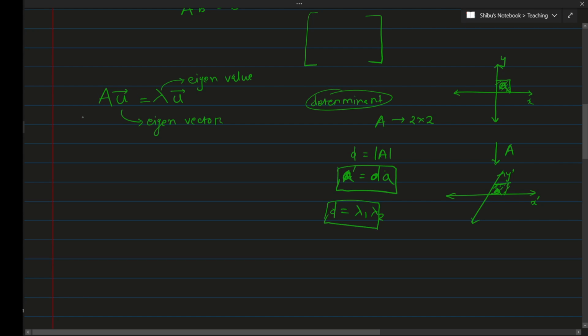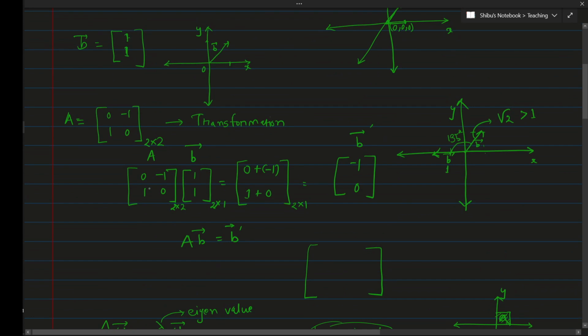So now let's focus on our eigenvalues and eigenvectors. Our eigenvector is a vector that will not get rotated when it is transformed by a matrix A, and the amount of stretching or compression done by this matrix A is called the eigenvalue, right? So this is our basic equation. Our basic equation is A u equals lambda u, right?